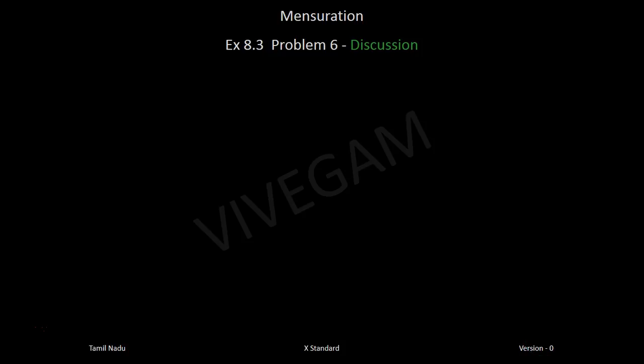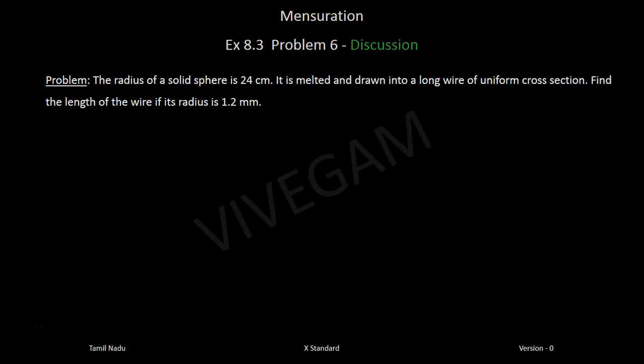Okay, exercise 8.3, problem 6, discussion. Let's read the problem. The radius of a solid sphere is 24 cm. It is melted and drawn into a long wire of uniform cross section. Find the length of the wire if its radius is 1.2 mm.